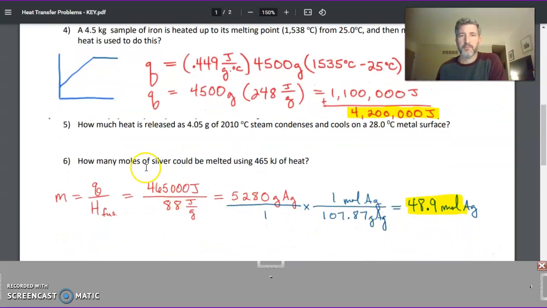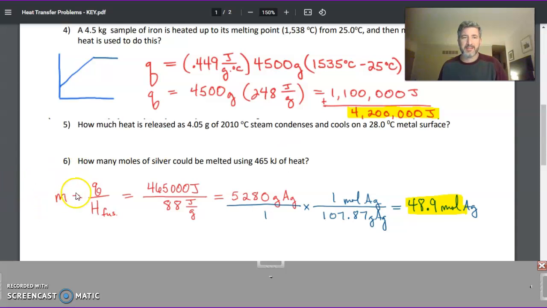Number 6, how many moles of silver could be melted using 465 kilojoules of heat? So the closest thing, I don't really have an equation that involves moles, but I do have one that involves mass, which of course if we have a periodic table we can then convert to moles.